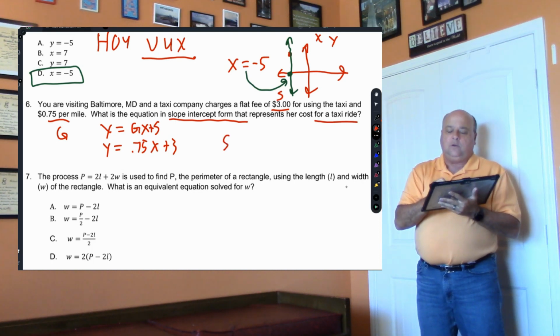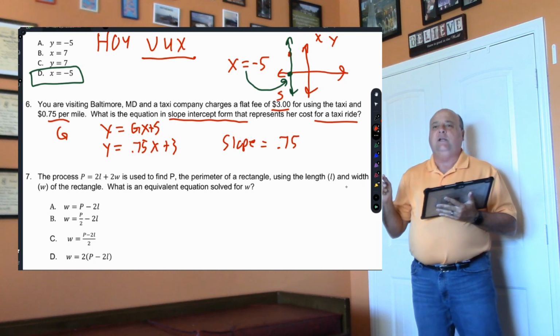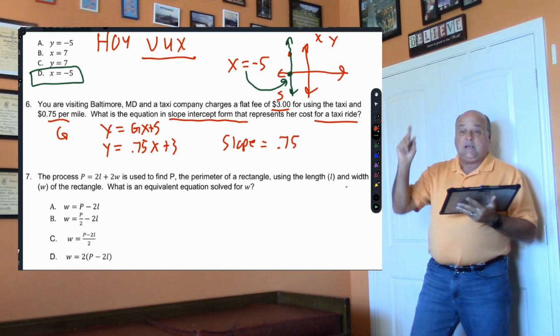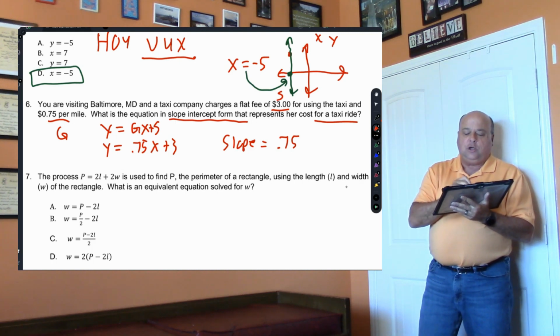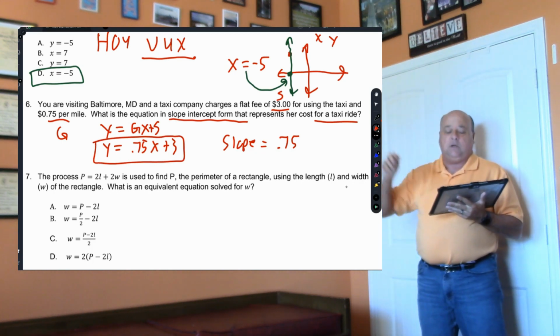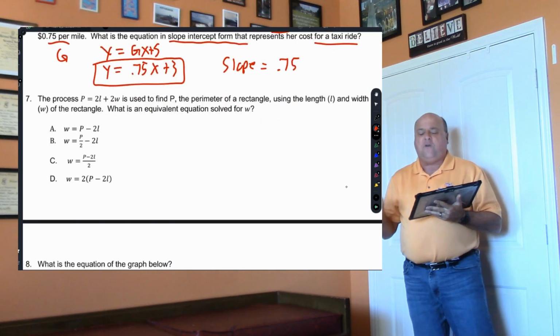The slope, y'all do this. What would the slope be? The slope is going to be 0.75, isn't it? And it represents how many dollars she pays per mile. That's going to be a problem on there. But make sure you can go from a verbal description to an equation using that gx plus s or mx plus b. Number 7, fun, fun, fun.